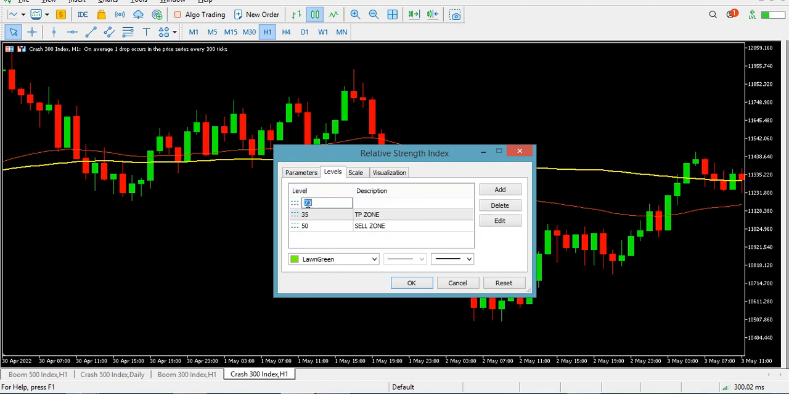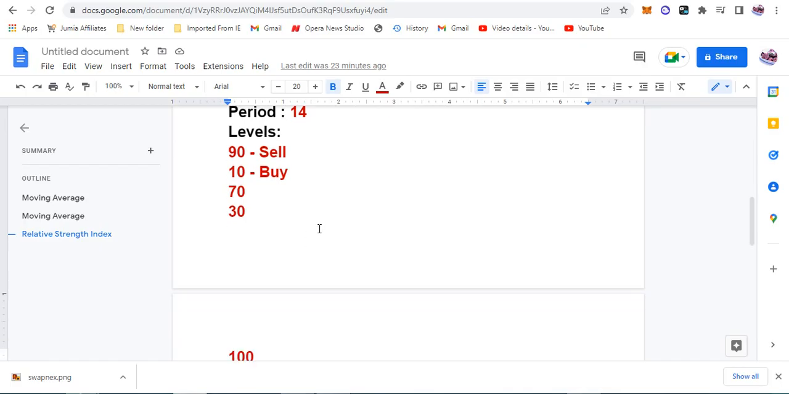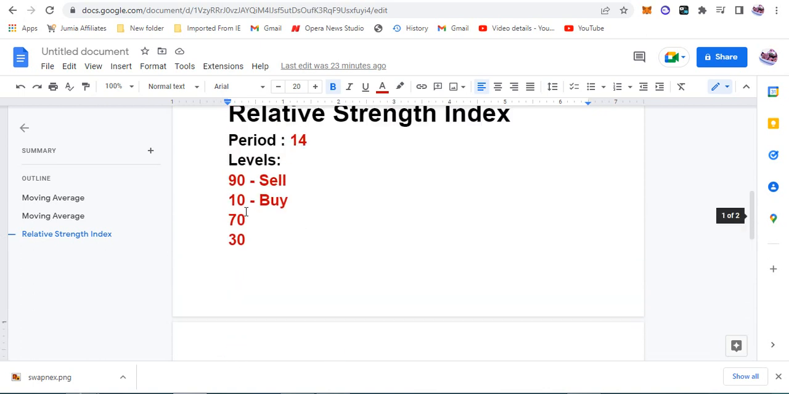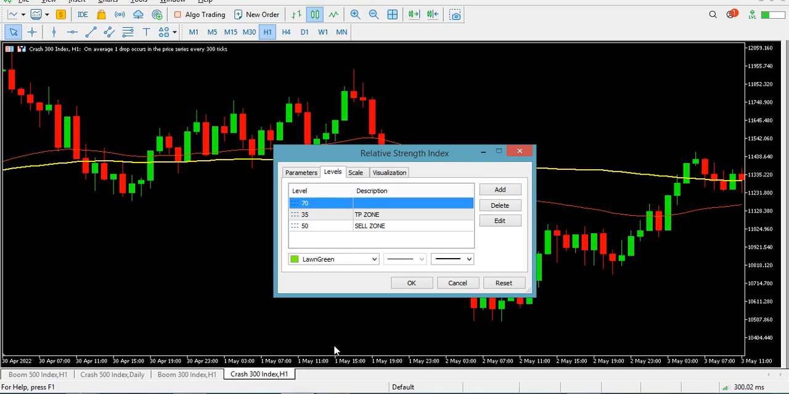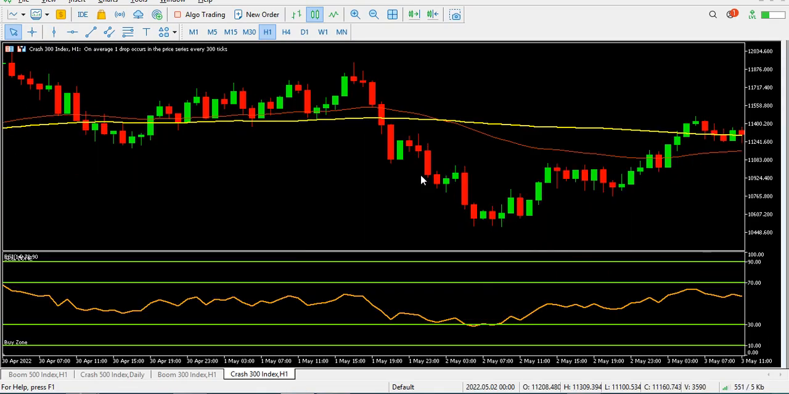So we have level 70. According to my setup, I think we have level 70, right? We have 70, 10, 90, 30, 100. So I'll just go there and input them, one after the other. So I've added the RSI.